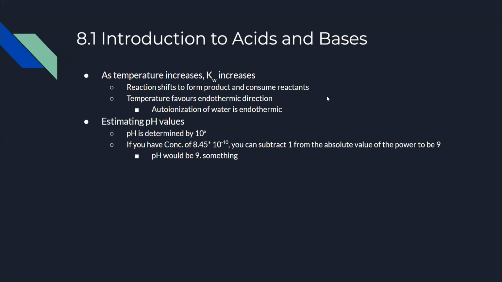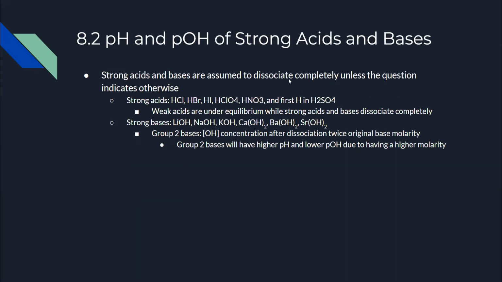If you have any other ideas on how to estimate, then please link it in the comments below or talk about it. So 8.2, pH and pOH are strong acids and bases.